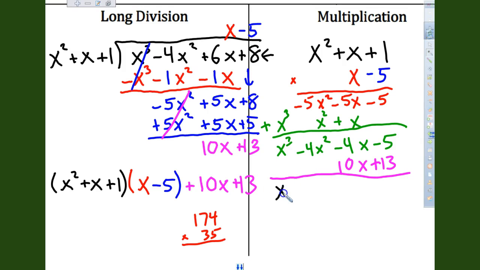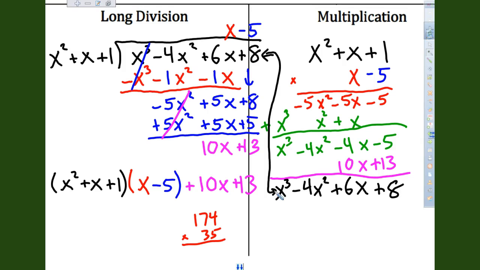So now we have x to the third, right? Minus 4x squared, those don't change. But now we have 10x minus 4x, that's 6x. So now you can see it matches 6x here, and we have 13 minus 5, which is 8, which matches there. So now we can see that my dividend and my check come out to be the same. So 100% we are correct.